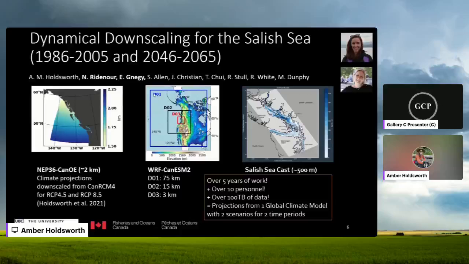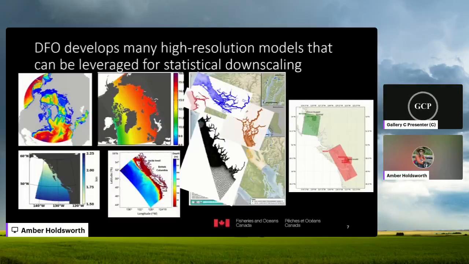So we downscaled the atmosphere through a nested subdomain to 3 kilometers at the innermost, which we then used to drive the SalishSeaCast. This is a lot of work, a lot of model development, tons of people involved, over 100 terabytes of data, and I haven't even quantified the amount of computing resources. And here we have projections from one global climate model with 2 scenarios for 2 time periods, which is incredibly useful, but it doesn't have the bounds on uncertainty that a risk-averse decision maker might want to have. And so we can use statistical methods to leverage the many high-resolution models that DFO currently develops.